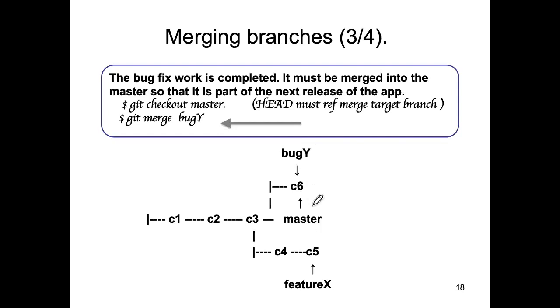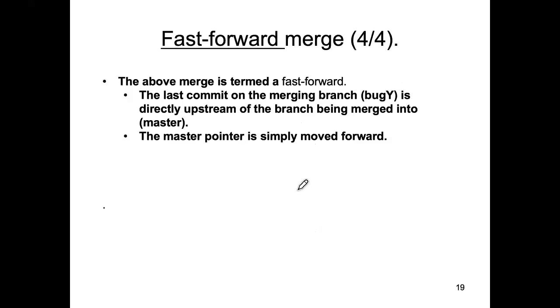So this is what my repository is now going to look like. All that has happened from submitting this command is Git just moved master onto that. That's referred to as a fast forward merge. And that's only possible if the branch you're merging into, the master, is directly upstream of the branch being merged.